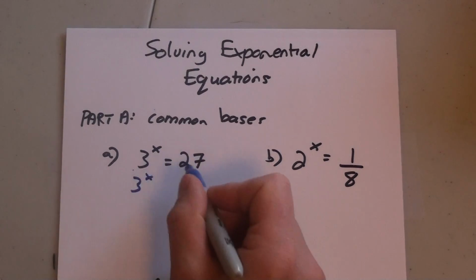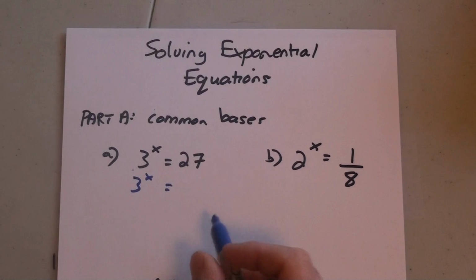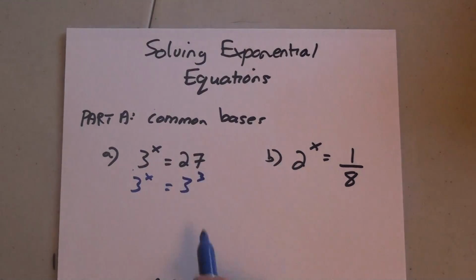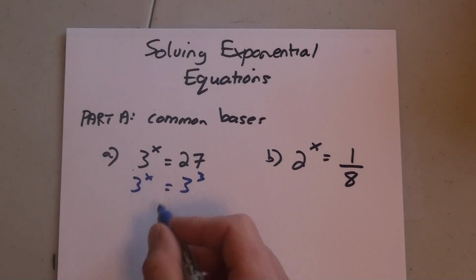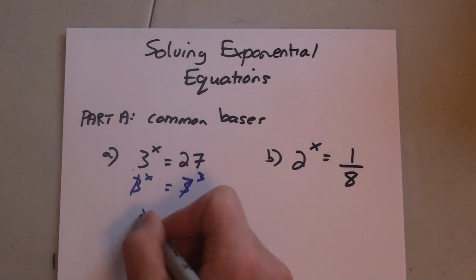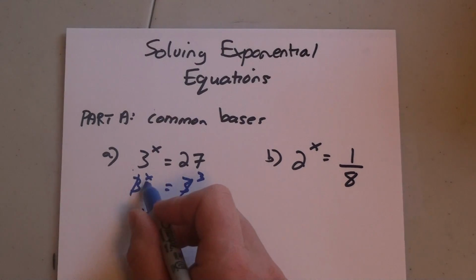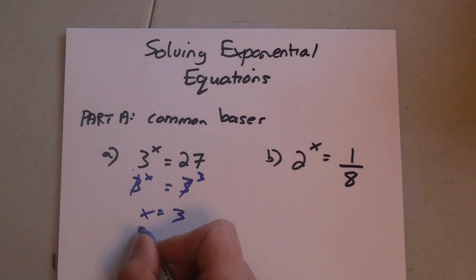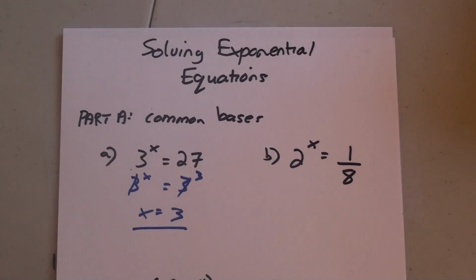So I have 3 to the x. Now 27 is a power of 3. It is 3 cubed. Once you have the same base on either side, you can cancel your base out and simply be left with your exponents, which would be x, and then you'd have 3 on the other side, which would be your answer.